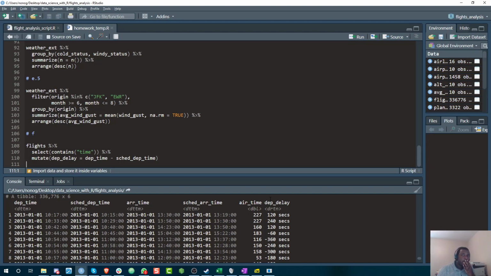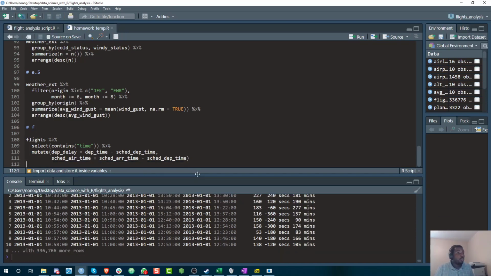Then one other thing that we did is we decided to compute the scheduled airtime. So the scheduled airtime is how long every flight is scheduled to take. Okay, so scheduled airtime, and of course we said that this is the scheduled arrival time, so the arrival time that is scheduled minus the departure time that was scheduled, like this.